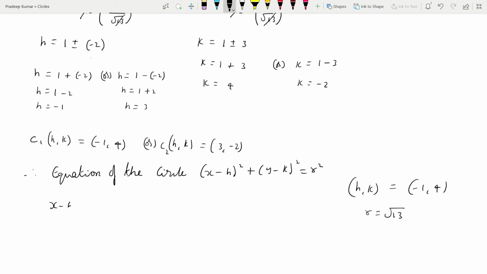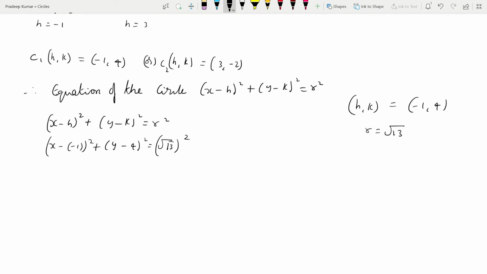So I'll write here x minus h whole square plus y minus k whole square equal to r square. So let's substitute the values. This is x minus of minus 1 whole square plus y minus 4 whole square, and r is root 13 whole square. So now let's solve this forward. So I can write this as x, and this is minus 1 into minus 1, which is x plus 1 whole square, plus y minus 4 whole square. This root and square get cancelled, so we are just left with 13.